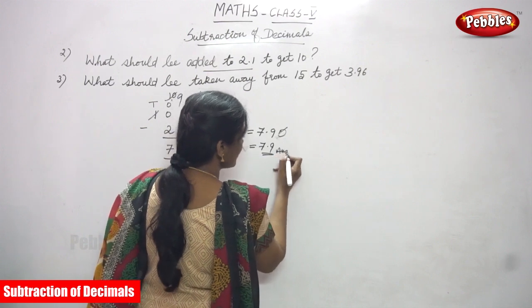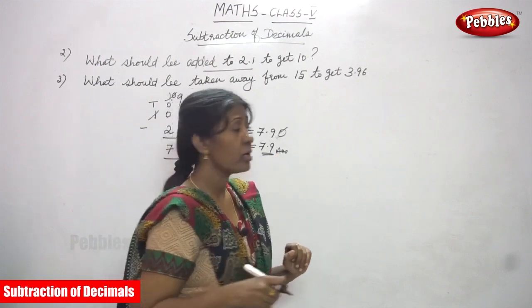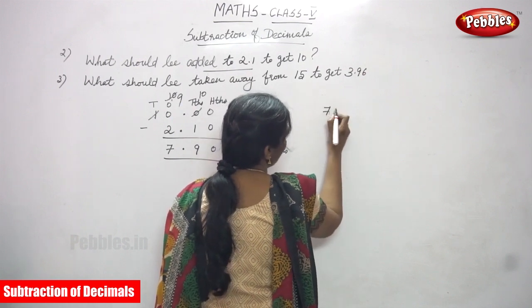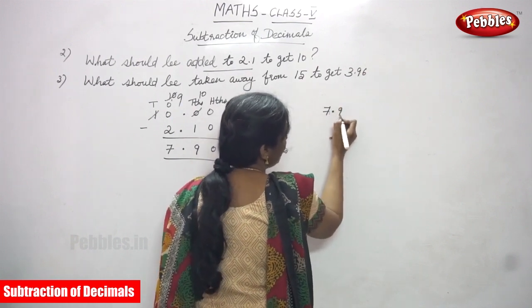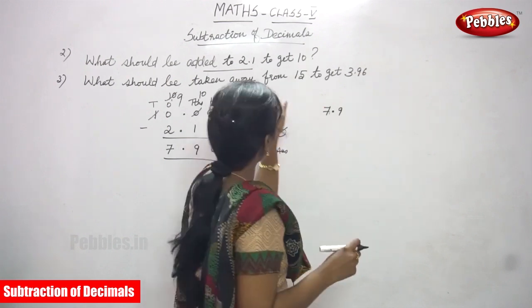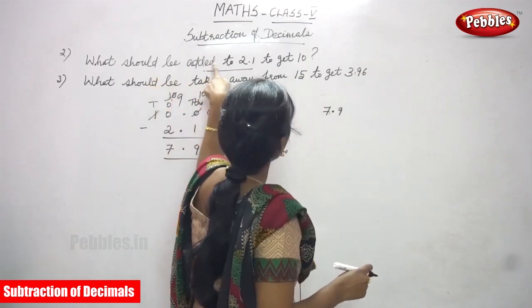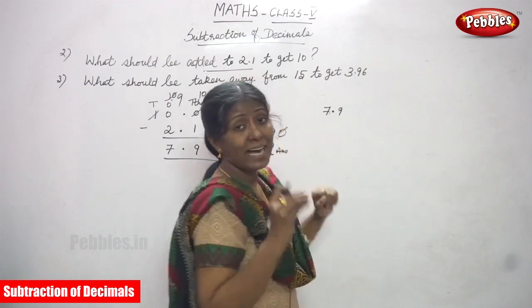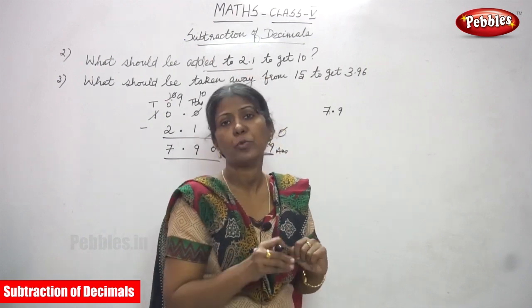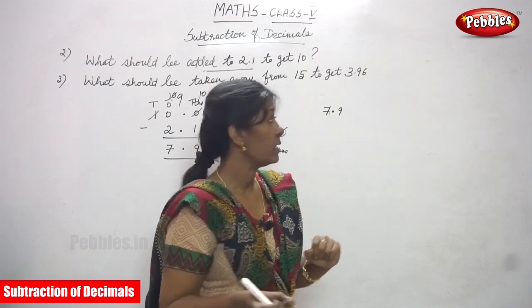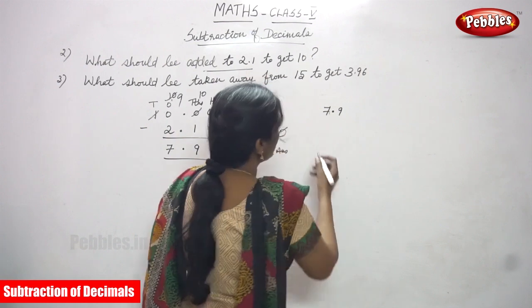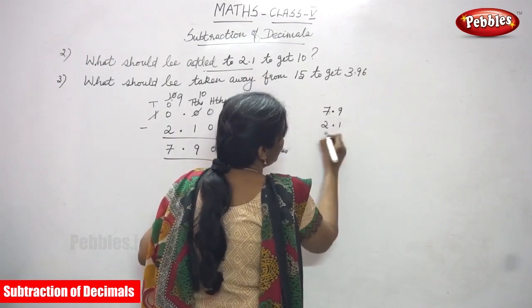You just check whether the answer is right or wrong. I have told you already, 7.9 is the answer. What is the question? What should be added to 2.1? You must add a particular number to 2.1 to get 10. So this is the number we found. 7.9 added with 2.1. You just add both numbers.